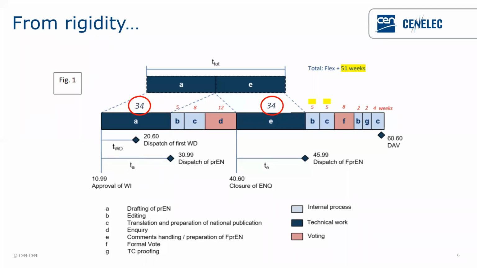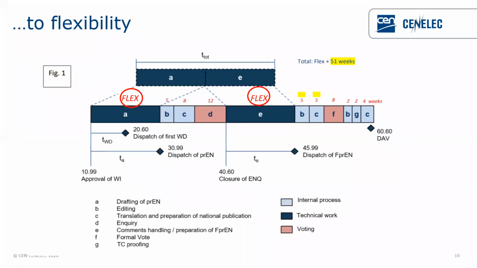As you know, this timeline is made of steps for the technical committee to work on the draft. The timeline is also made of steps for CCMC or for the CENELEC members to edit, to translate, and to run the different formal steps. What is important to know at this stage is that we are moving from rigidity to flexibility when it comes to stages A and E, in the sense that a technical committee can decide on the time that it will spend for those stages.